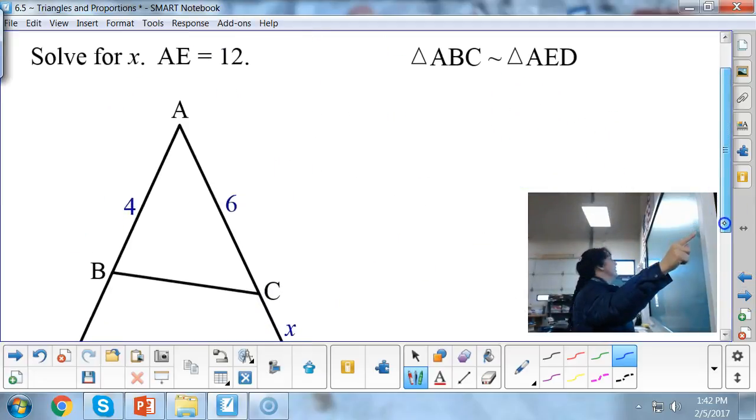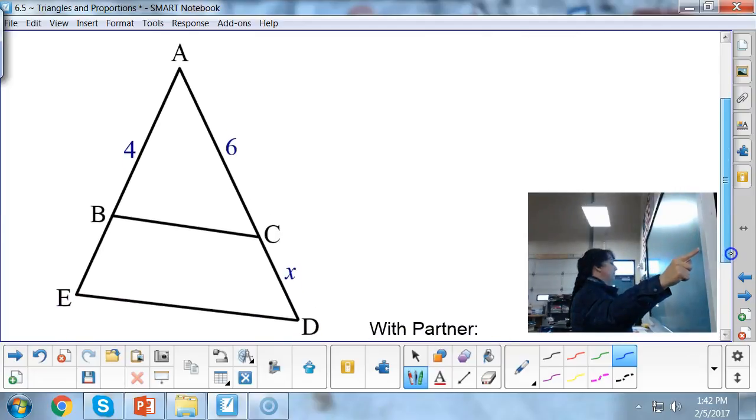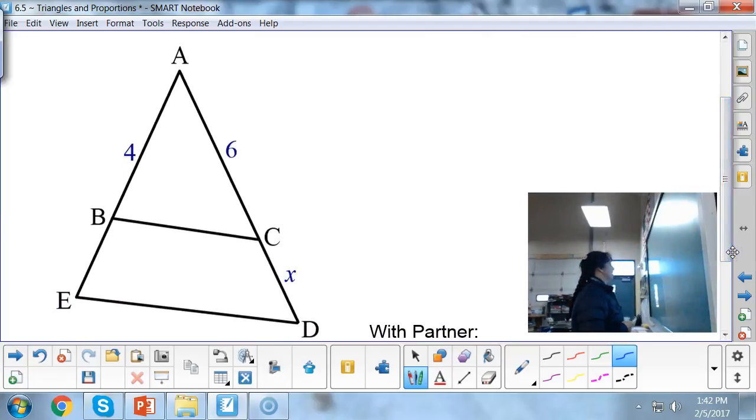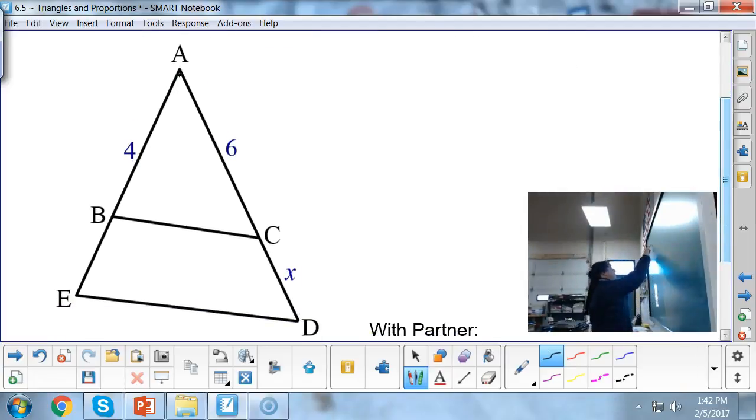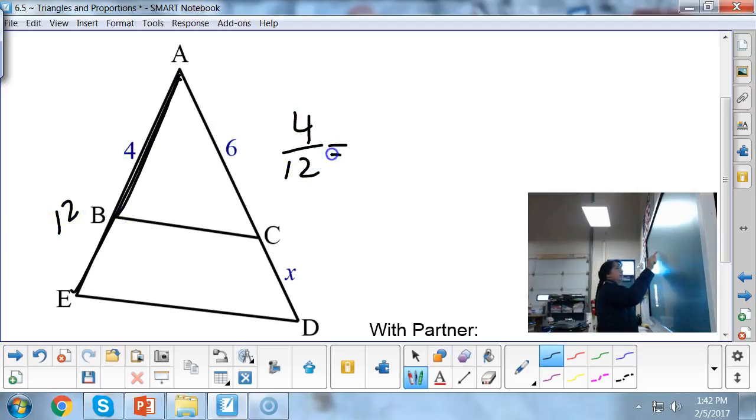Same type of problem here. So, like I said, pause it, work it out with somebody, and then go ahead and push play so you can see if you got the same thing. Let's see what they tell us up here because I missed it. So AE equals 12, and it corresponds to this. So I have 4 over 12 is equal to 6 over this whole piece, which is going to be 6 plus x.